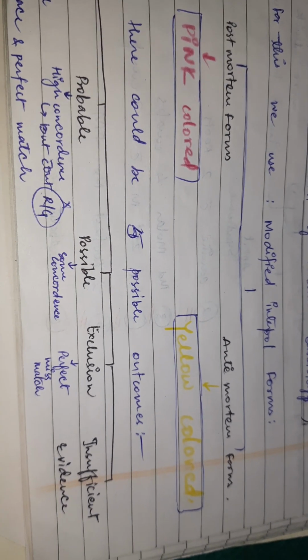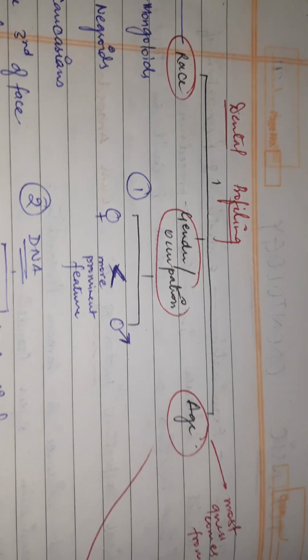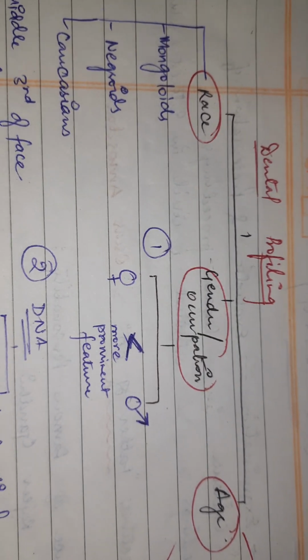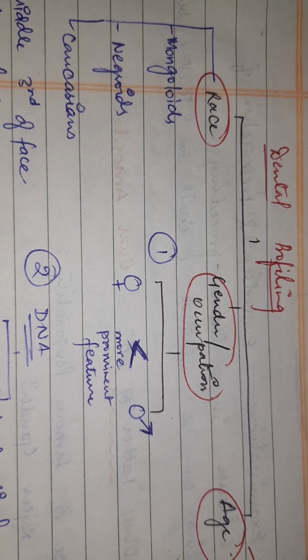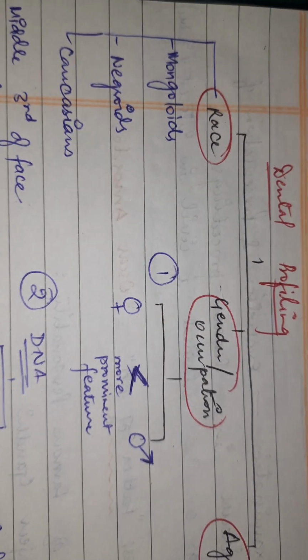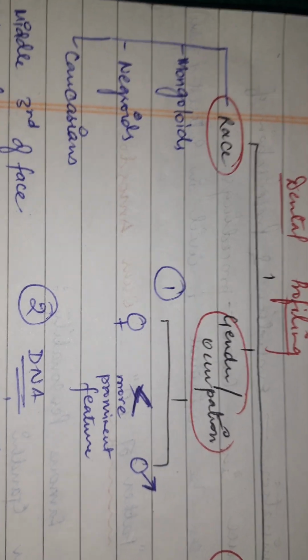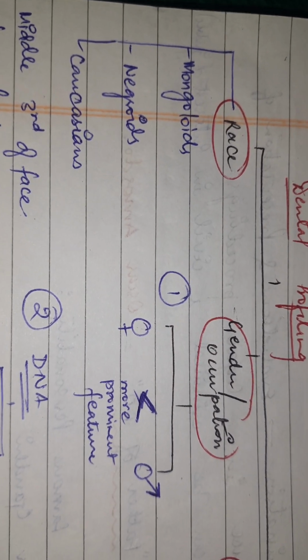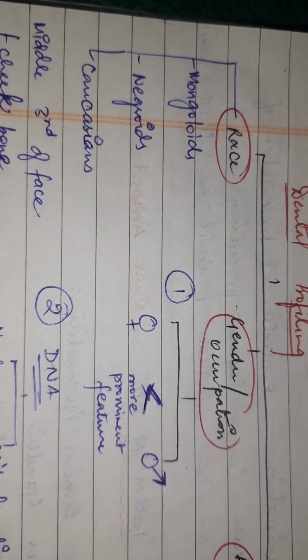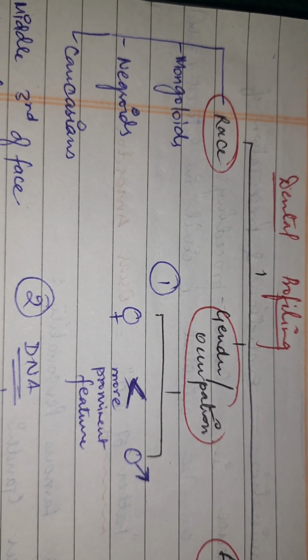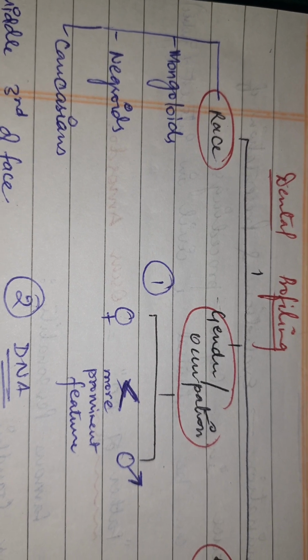Insufficient evidence. Okay. And then dental profiling is based on race, gender, occupation and age. Race is of 3 types: Mongoloids, like Chinese and South Asians such as Indians; Negroids, like South Africans; and then Caucasians, like Americans.